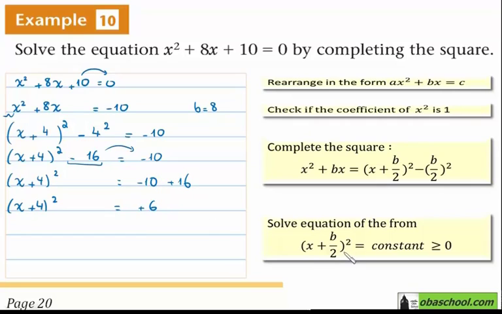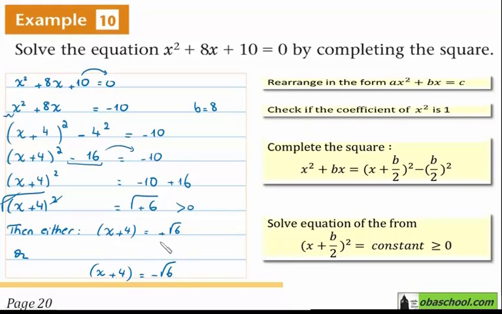Now we can apply this formula, x plus b divided by 2, all raised to the power 2 equals a constant, since we have brackets raised to the power 2 equals a constant, which must be greater than or equal to 0. And here we have plus 6, which is greater than 0. Let's remember that when solving the quadratic equation, we solve this expression by applying the square root technique. Now the square and the square root cancel each other, and the solution is either x plus 4 equals square root of plus 6, or x plus 4 equals square root of minus 6.